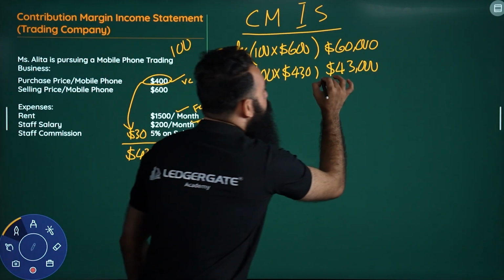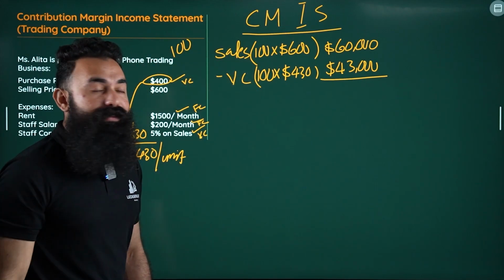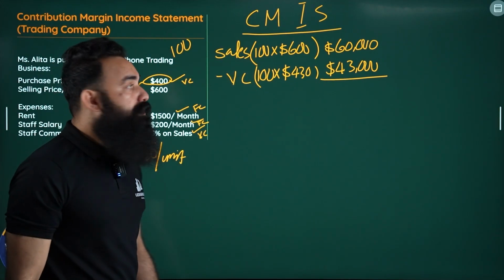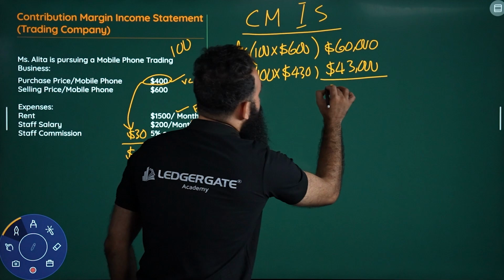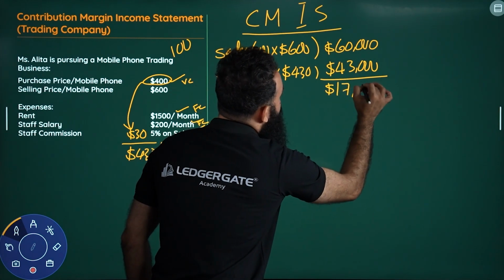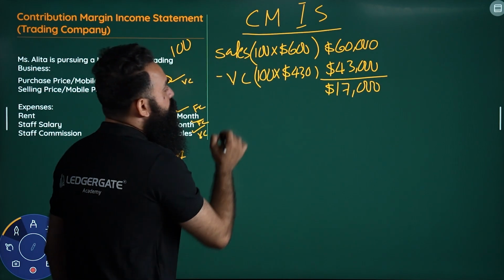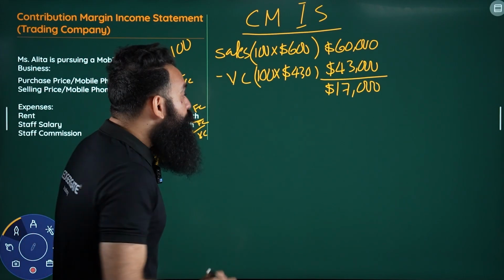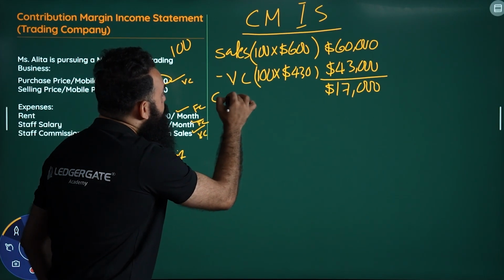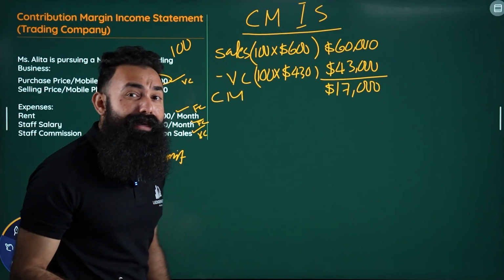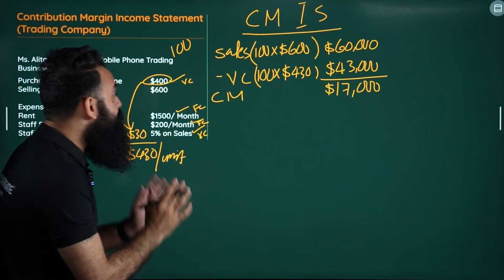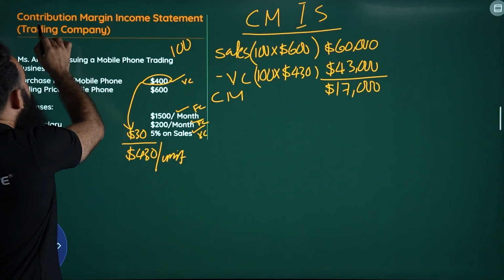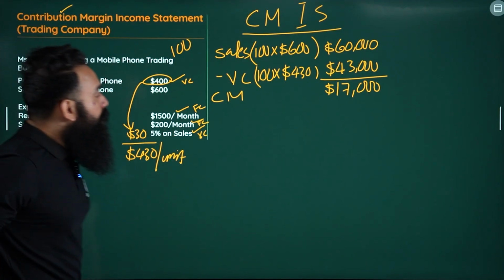$43,000. Now it's time to deduct this variable cost from sales. It would be $17,000. We have to assign a name for this, right? We call this contribution margin. In short, I have written it as CM. Okay, so actually this is contribution margin.